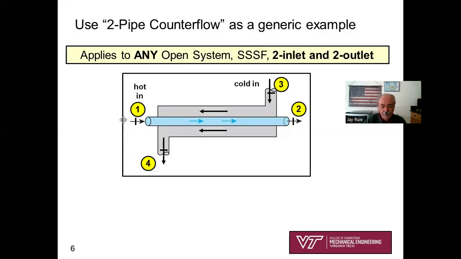Let's look at the hot fluid. It's going through 1 tube. Now I've colored it blue, but imagine that it's hot. All right, 1 to 2, that's hot fluid. 3 to 4, that's your cold fluid. It's coming in at 3, leaving at 4. And do you see how it's going counter to the hot fluid? That's why we call it counterflow.